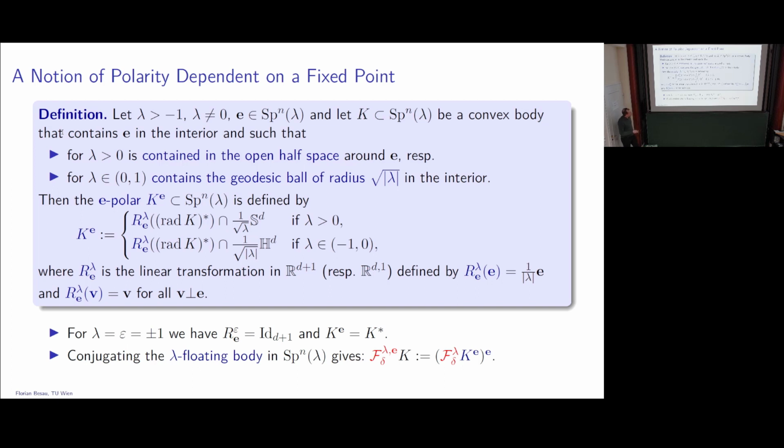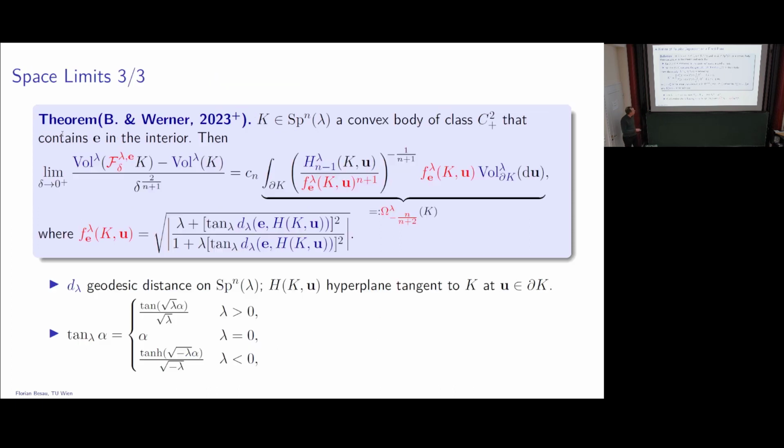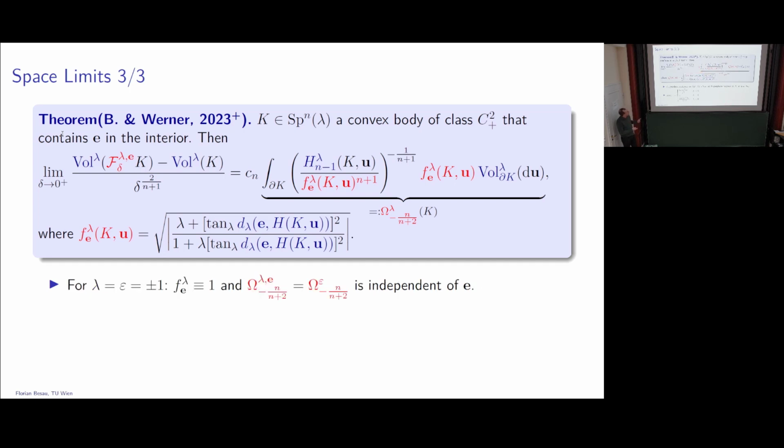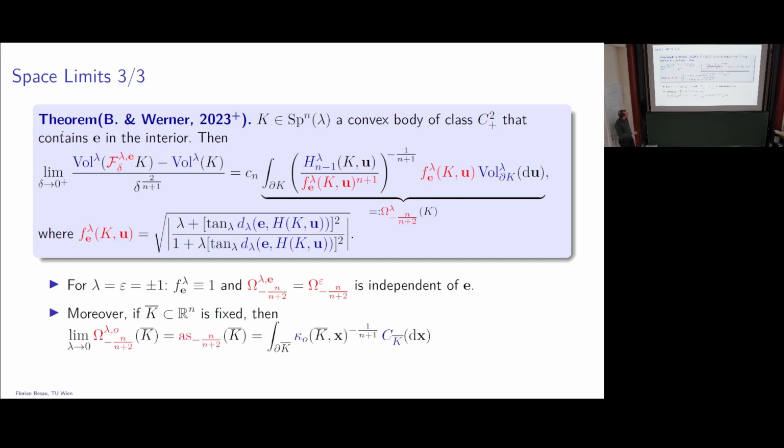Okay, so conjugating our lambda floating body with this E-polarity, we obtain a limit theorem of this form. And this allows us now, when we let lambda go to 0, to exactly return the p-affine surface area. So the dependence on E introduced here is exactly what we need to see in the limit again the p-affine surface area. Okay, so in this way we can complete the picture on the previous slide.